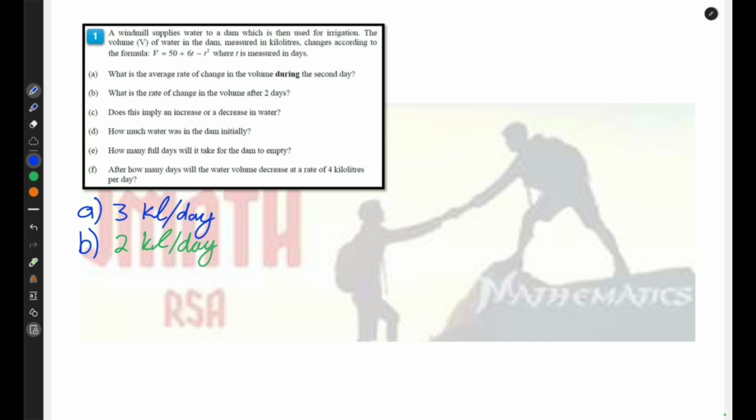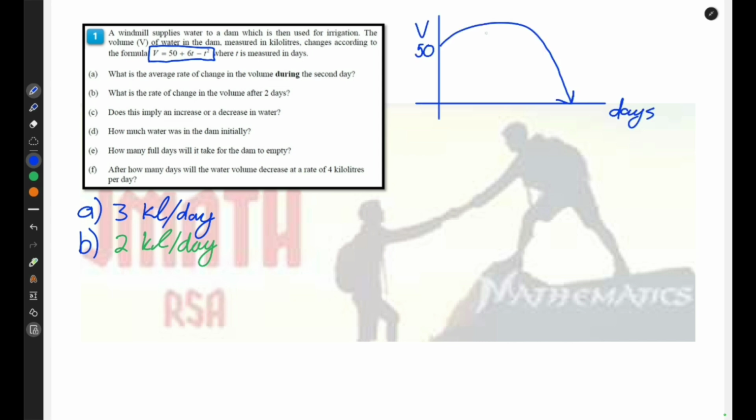Question C, does this imply an increase or a decrease in water? Okay, so the average for the day was 3 kiloliters per day. The rate of change of volume after 2 days was 2 kiloliters per day. So does this mean there's less water or more water? Okay, the answer to this is in understanding what the original formula was.